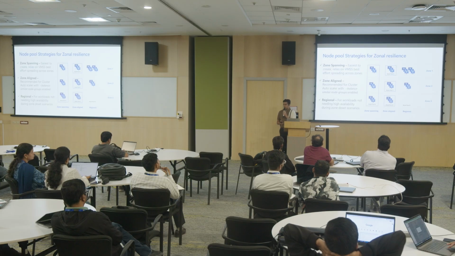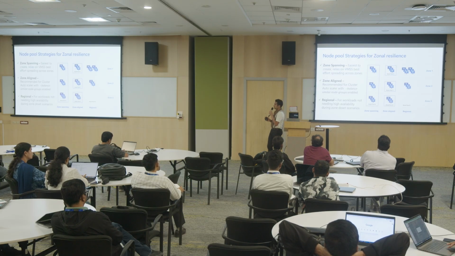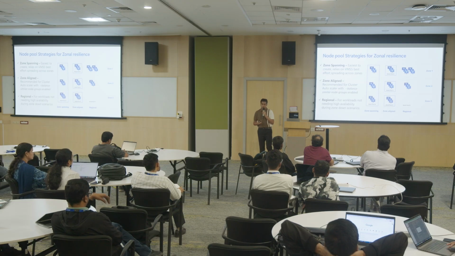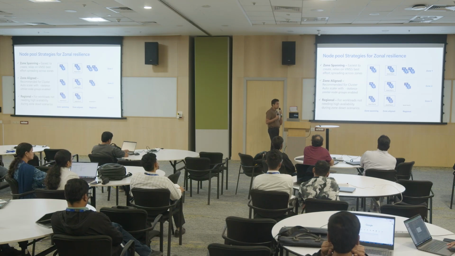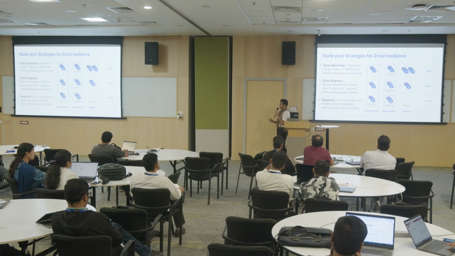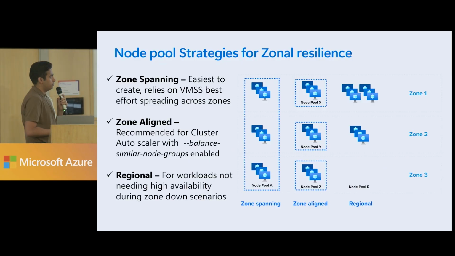In a zone spanning approach, you're deploying a single node pool across 3 different availability zones. So whenever you require a new node to be scaled up, you're relying on AKS and VMSS to do a best effort scale up in the right zone to maintain an even split. I say best effort because this can depend on a lot of things like capacity or the certain VM SKUs that you're using. The other option you have is zone aligned node pools.